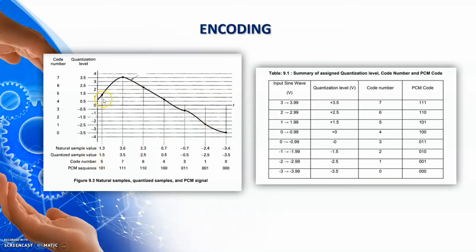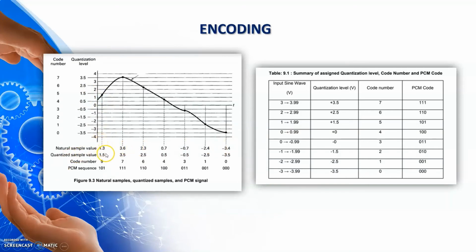The first step is that we have to sample this analog signal with a specific sampling rate. The first sample will be here, and then with the specific sampling rate it will be sampled to the second one, third, fourth, fifth, sixth, and seventh. The value of the analog signal for the first sample is 1.3. The second one is 3.6, then 2.3, and so on.